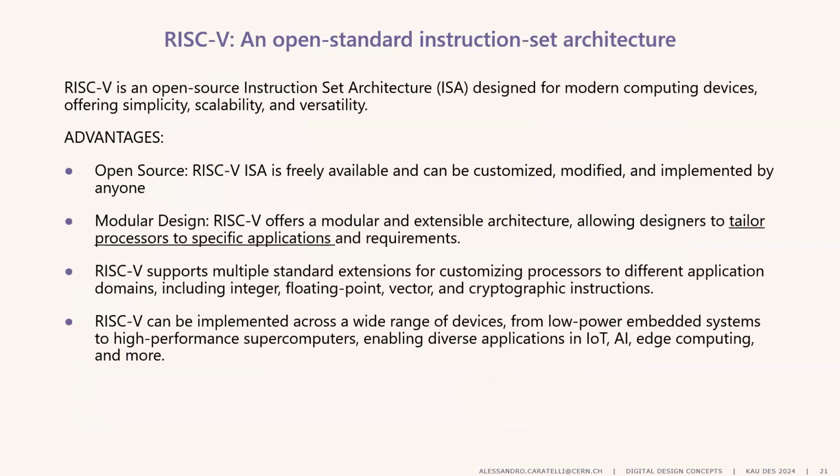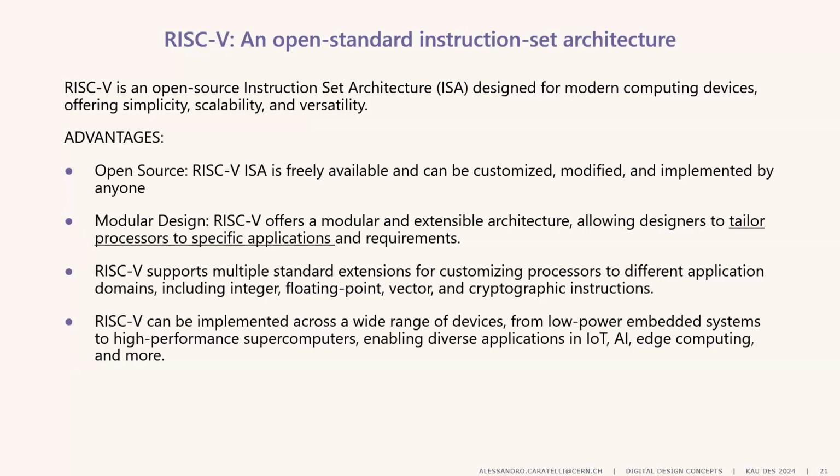And a particular type of CPU that I like a lot is RISC-V. Because RISC-V is actually not a CPU. RISC-V is an open source instruction set architecture designed for modern computing devices, offering simplicity, scalability, and versatility. So the RISC-V instruction set does not define how the CPU needs to be implemented. It just defines the instruction set. And this is open source, so you can also use the same compiler if you develop your own CPU or you take a CPU and you customize it.